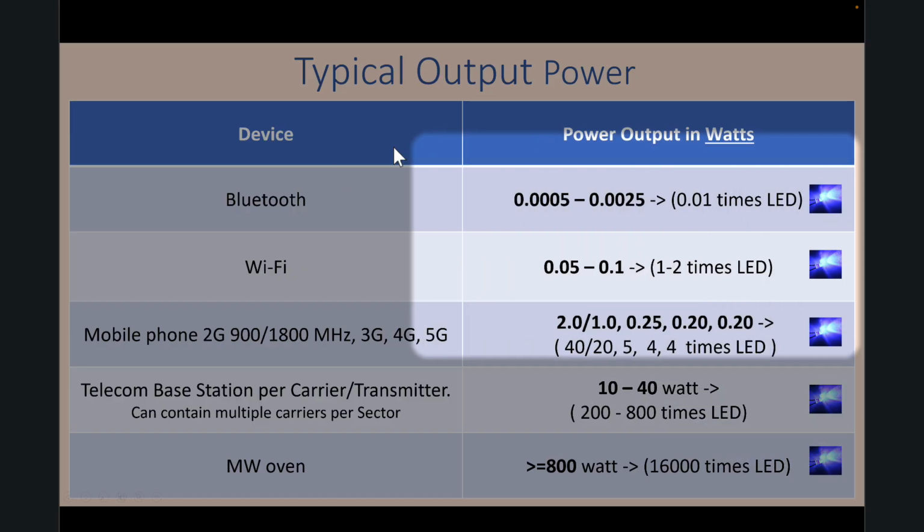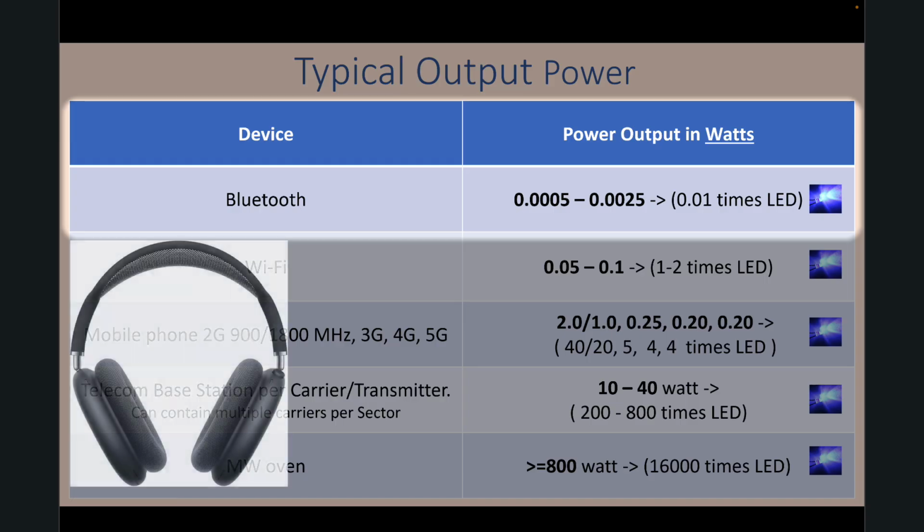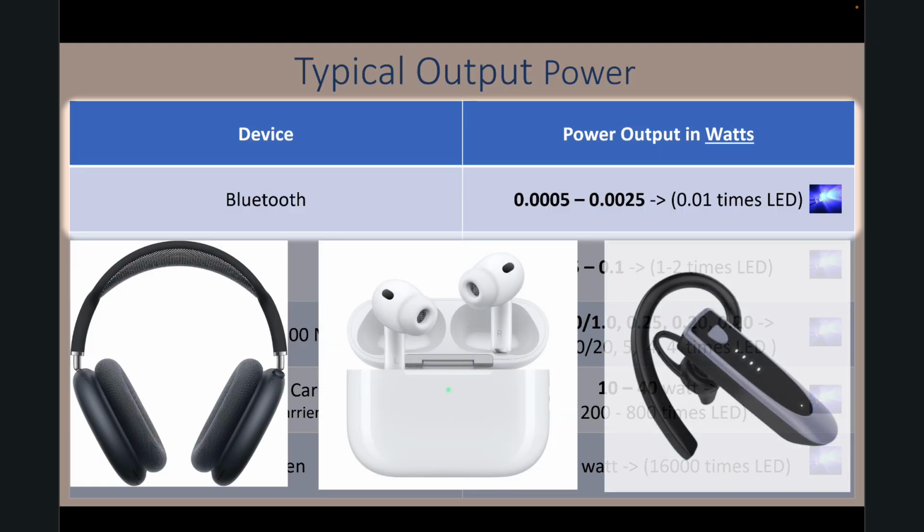The first technology that we are going to compare is the Bluetooth device, which is typically used in wireless headphones, earphones, and headsets. The typical output power of a Bluetooth headset, which ranges from 0.0005 to 0.0025 watts, is significantly lower compared to the power of a blue LED. So the output power of a Bluetooth headset is about 100 times less than the blue LED.